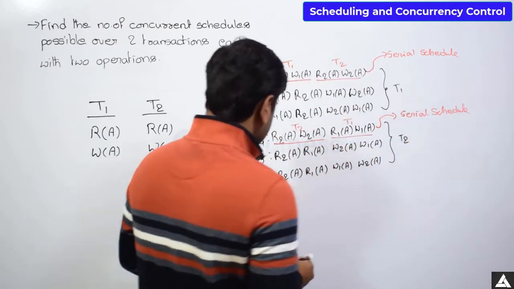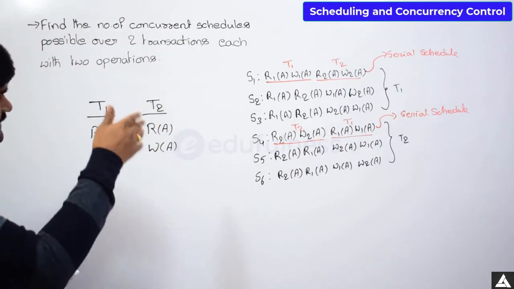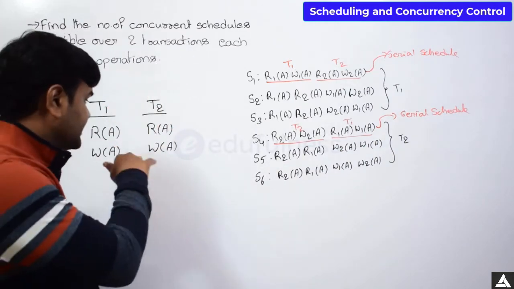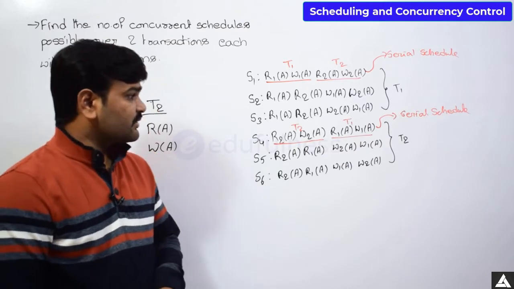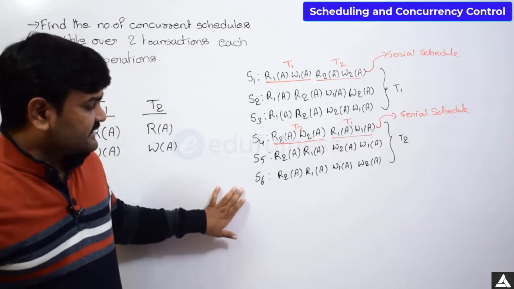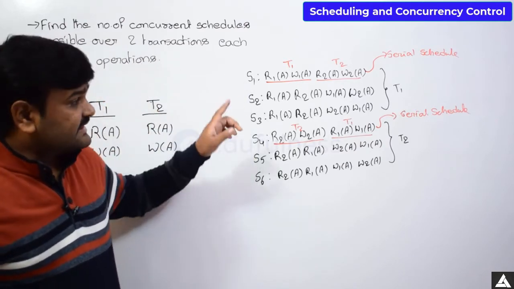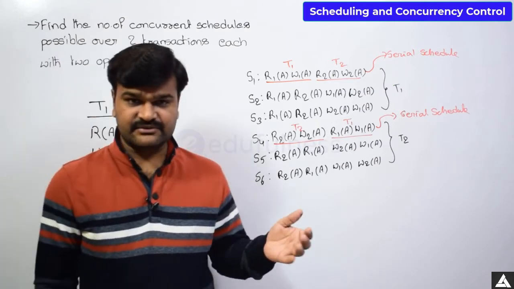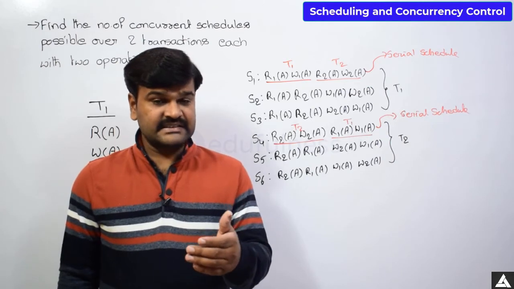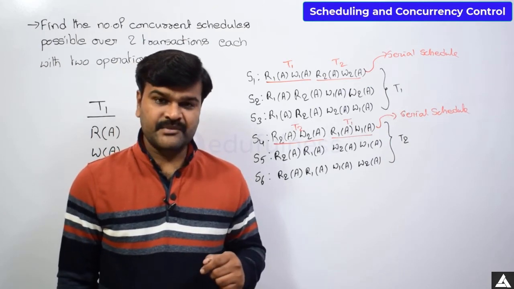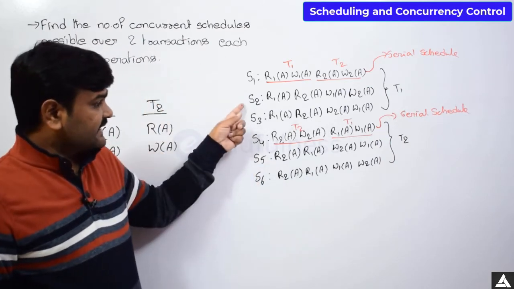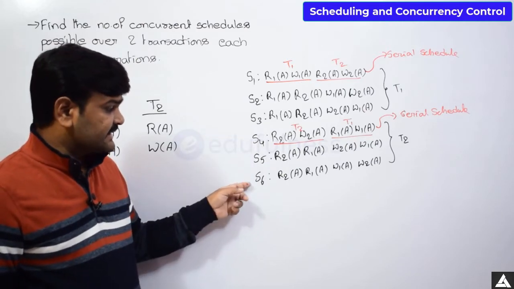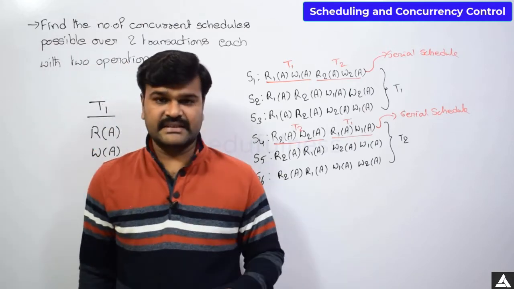But overall, these 6 schedules are possible if you mix the operations. So this is what total schedules are possible. And serial schedules we are not bothering with, those are not going to give good results, as we discussed in the advantages of concurrent schedules. So that is why S2, S3, S5, S6 may give better results.